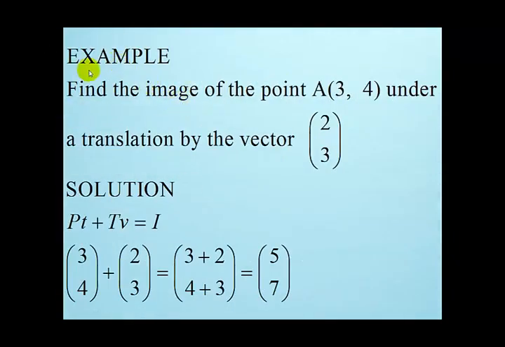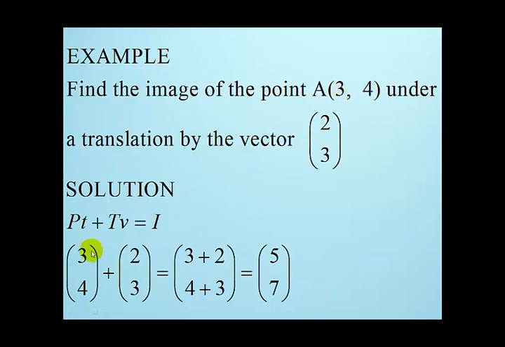Example: find the image of the point A(3, 4) under a translation by the vector (2, 3). So from the question, we are given the point A and the coordinates are (3, 4). The x coordinate is 3 and the y coordinate is 4. Now we are given the translation vector (2, 3). We know that when we add our point to our translation vector, it is equal to the image.